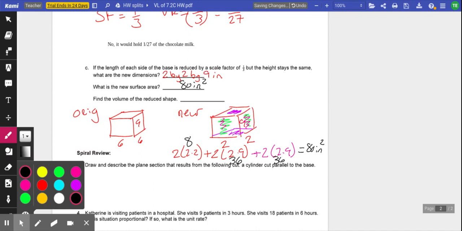Okay, volume of the reduced shape. Okay, so we just multiply the 3 dimensions. 2 times 2 times 9, that would get 36 inches cubed.